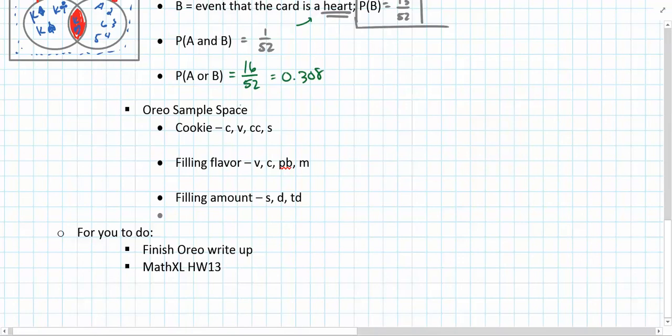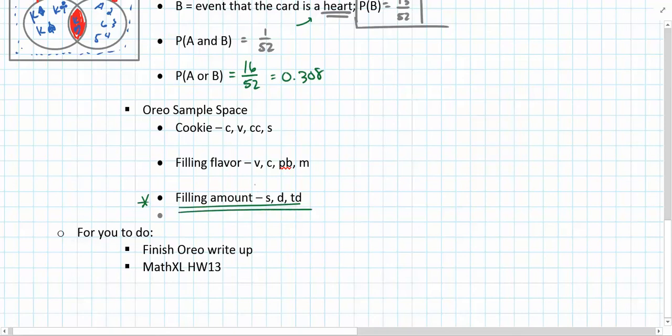Remember, our job was to determine how many different cookies can we create for the new Oreo company if we use different cookie parts, filling flavors, and then filling amounts. Now, one method that I find that's really successful in determining a sample space is to take one of these parameters and kind of isolate it from the others. And what I shared with some people already is doing that with our filling amounts.